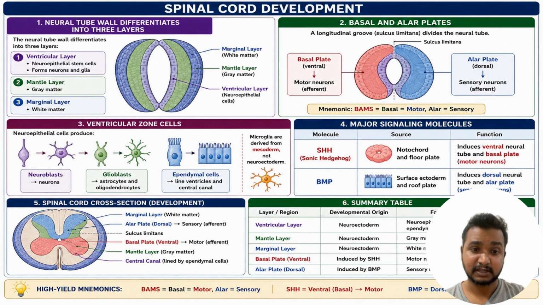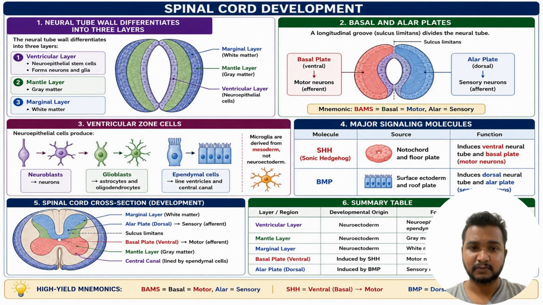The ventricular layer is the innermost layer. It contains stem-like neuroepithelial cells that divide to produce neurons and supporting glial cells. It also gives rise to the ependymal cells, which line the central canal of the spinal cord. Moving outward, we find the mantle layer. This layer contains the developing neuron cell bodies. As development progresses, the mantle layer forms the gray matter of the spinal cord. Finally, the outermost marginal layer contains growing nerve fibers, or axons. This layer eventually develops into the white matter. Here's an easy way to remember it. Mantle means gray matter. Marginal means white matter.